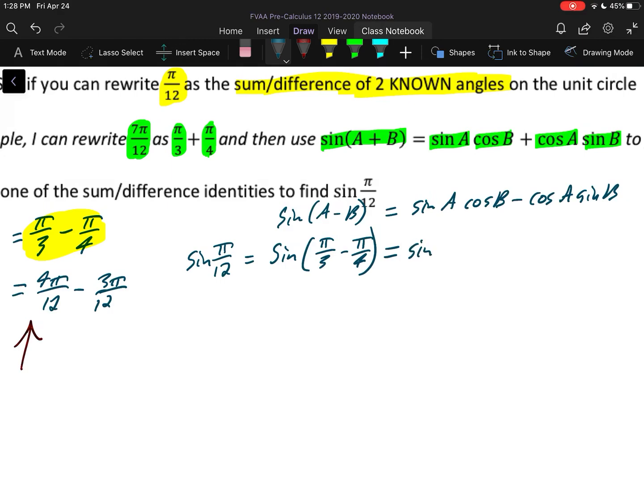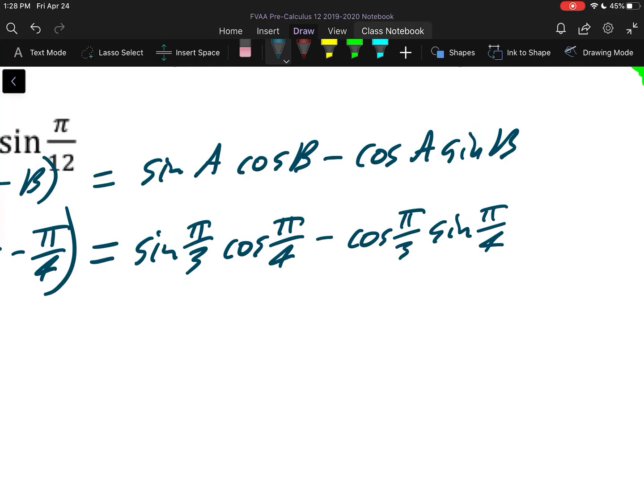Now I'm going to distribute these values into this difference identity. So sine, then my A value is pi over 3, then cos pi over 4 minus cos pi over 3, and then sine pi over 4. Now I can simplify this. First of all, I can change each of these into exact values on the unit circle. For example, sine pi over 3. What is the y value for pi over 3? The point on the unit circle for pi over 3 has a y value of square root 3 over 2. Does that make sense?